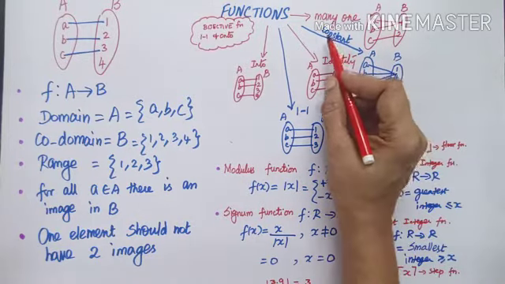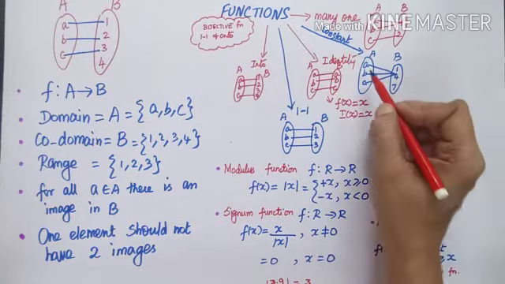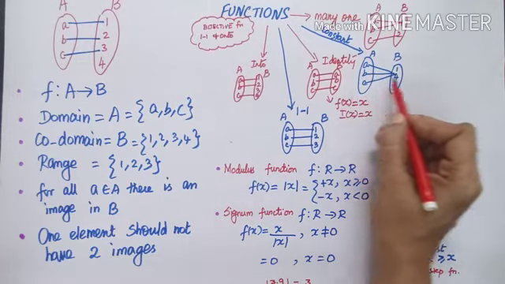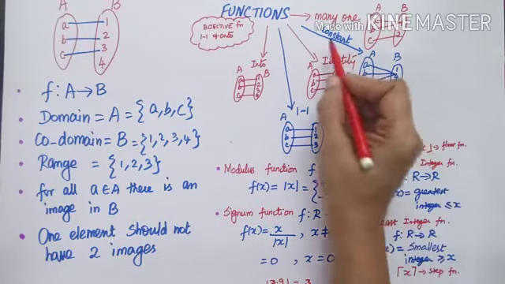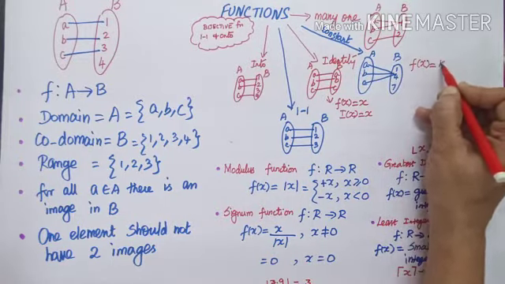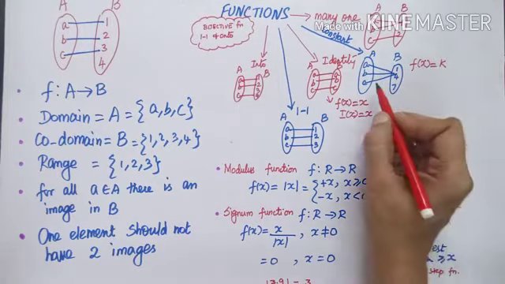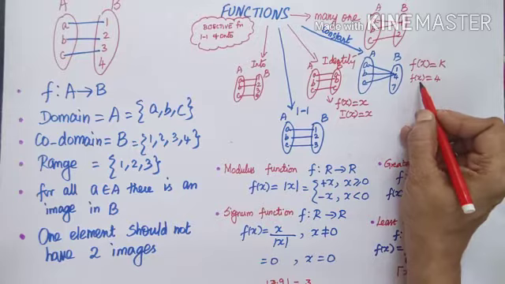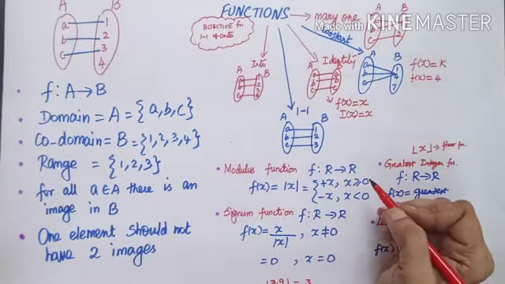Constant. What does the word constant mean? Constant means no change. So all the elements will go to same image. A goes to 4, B goes to 4, C goes to 4. So all have same image. I will call the function to be constant. F of x is a constant. F of x equal to C. F of x equal to K. In this question, f of x is equal to 4. Whatever may be x, my answer is only 4. So that is called constant function.